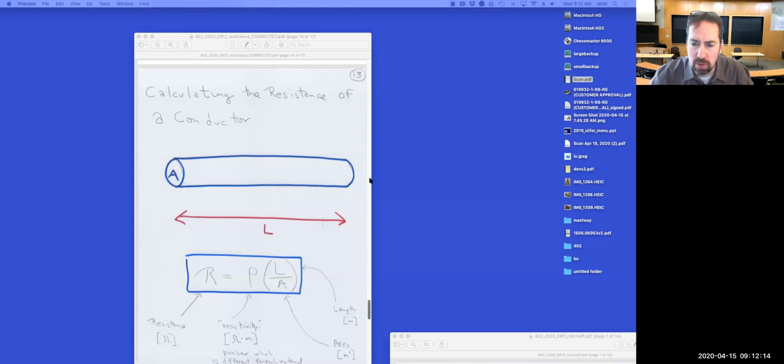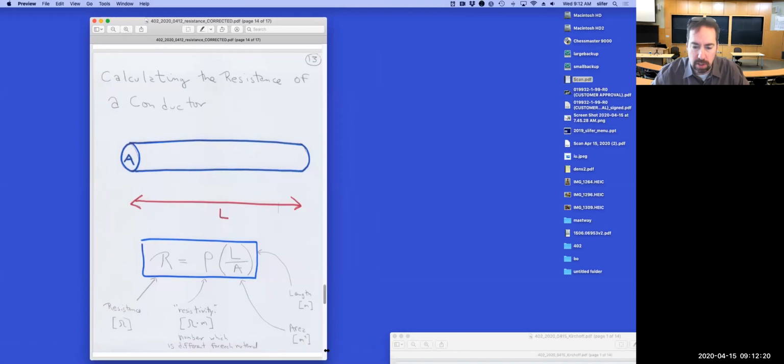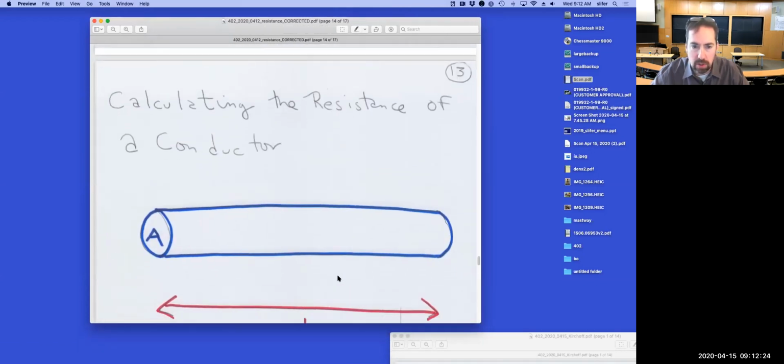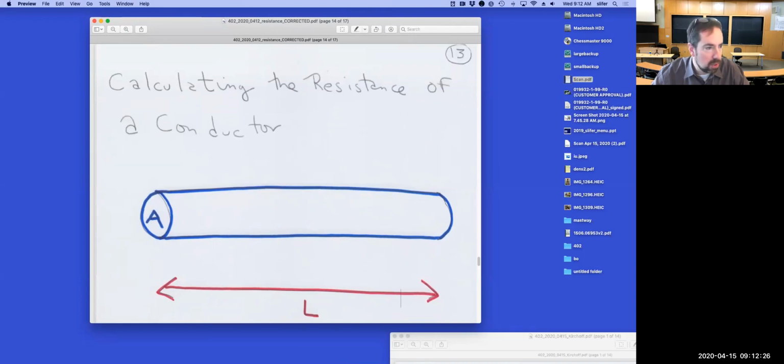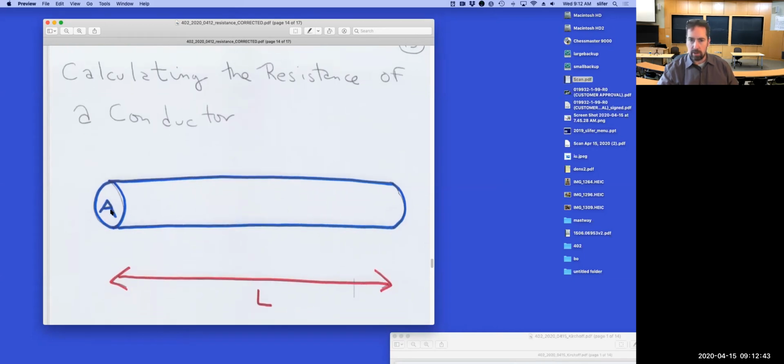So what I want to do is pick up where we left off last time. I introduced this idea of resistivity, and I want to dig a little bit deeper into this. We started with the idea of a simple model. We can generalize this, but our simple model is our conductor is, say, a piece of wire, and it's made of something. It has a length L and a cross-sectional area A.